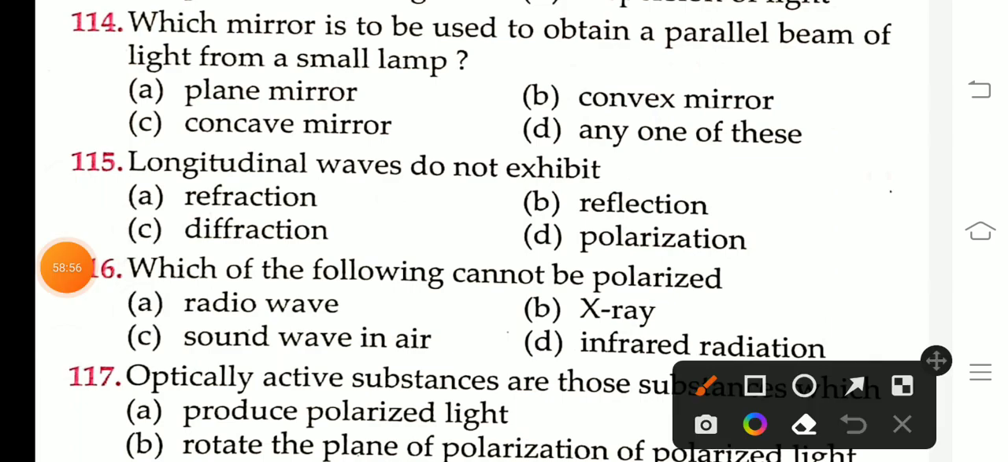Next, which mirror is to be used to obtain a parallel beam of light from a small lamp? Right answer will be option C. Concave mirror.